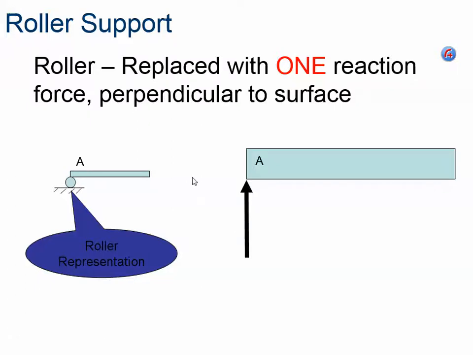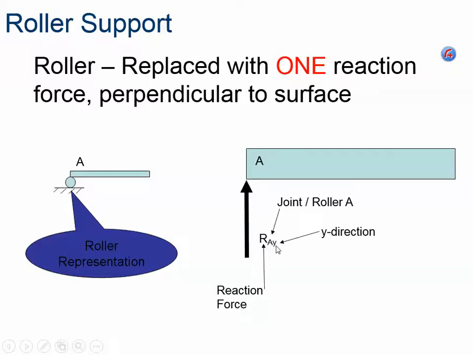So again, the labeling would be the same. This time we have a reaction force. It's vertical. It's on point A. So how would we label this? Well, we would label it the same way. R, reaction force, on point A in the Y direction. So if you have a free body diagram where there is a roller support, it would get a vertical reaction force. And as I said, these will be very important once we get talking about trusses and beams.